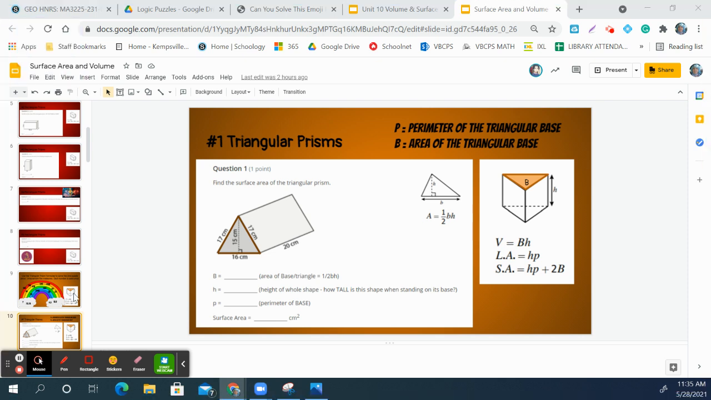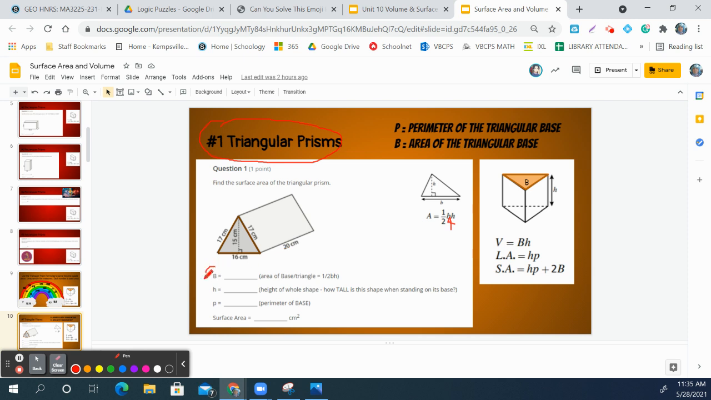All right. So I'm going to share my screen for this first triangular prisms question. Okay. Triangular prisms are tough in a bunch of ways. One way is because there's a big B, which is the area of the base, which is usually a triangle. And then there's a small b, which is the base of that triangle. There's also two h's. There's the height of the triangle and there's the height of the prism itself.